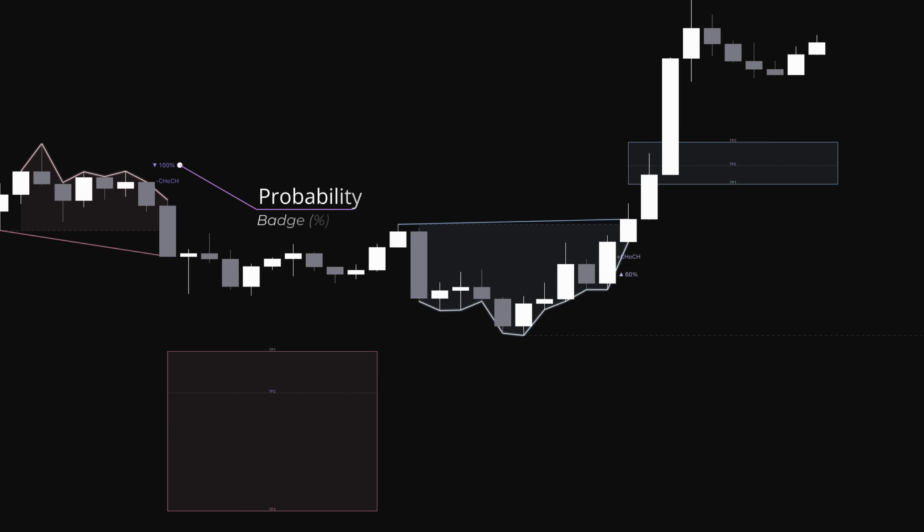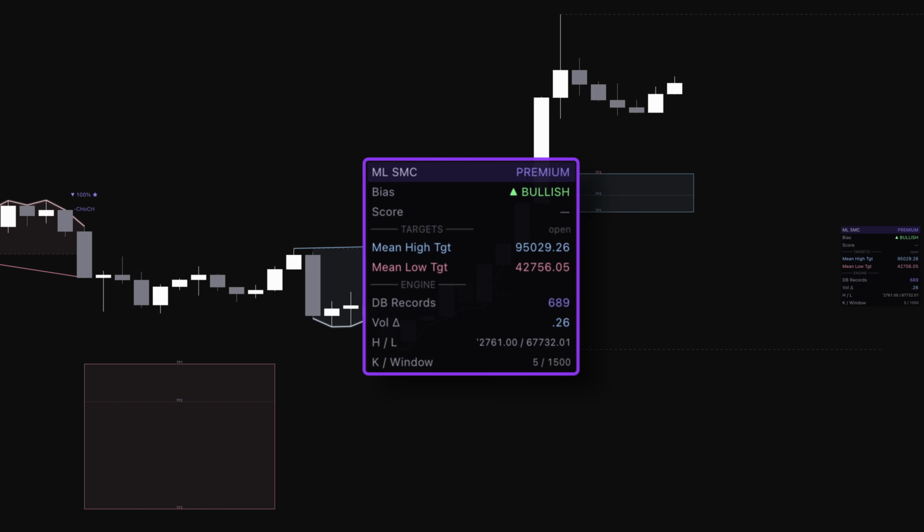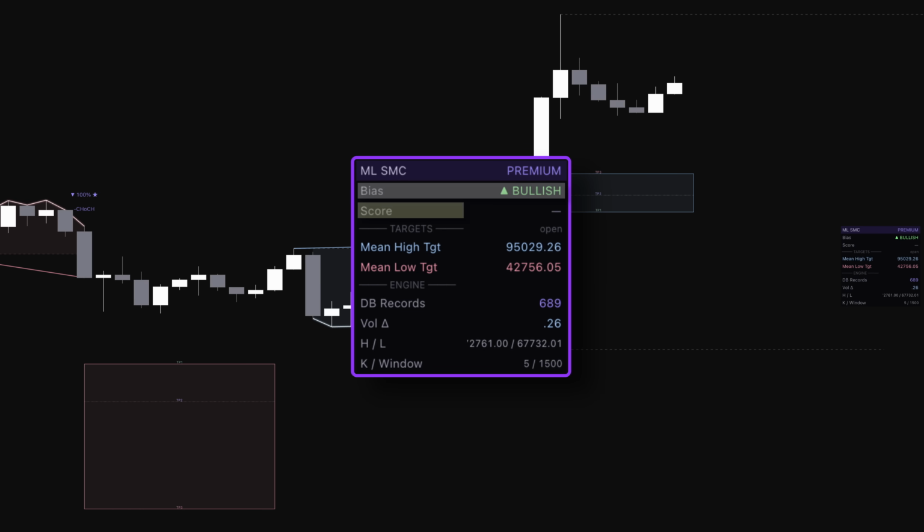On the chart, you get a probability badge on the signal, a target box holding 3 take-profit levels, and a side panel that reports the current bias, the score, the number of records the model has stored, and the live volume delta. So the read is not just that structure shifted, but a rough measure of how setups with this shape have played out on this chart.